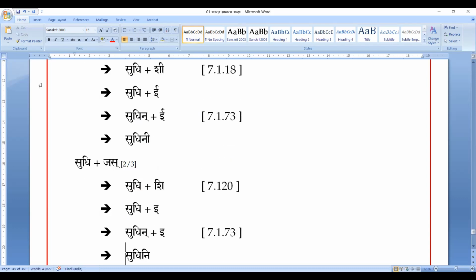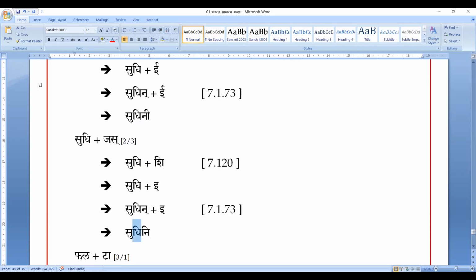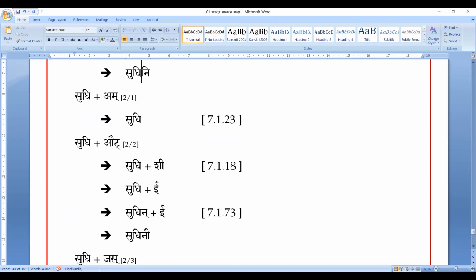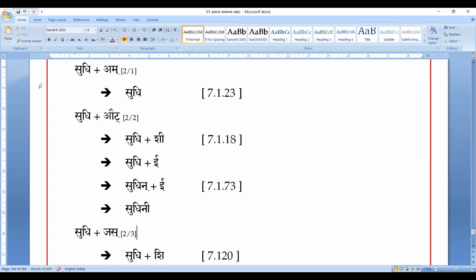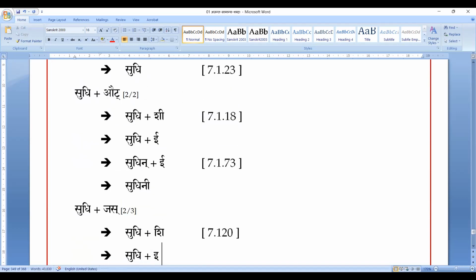Sudhini. So here Dirgattam, Sudhini, because Sarvanamasthane Chasambuddho. Oh, this is what you told. Right, number 64. But just and Shas are Sarvanamasthana. Sarvanamasthane Chasambuddho, therefore Dirgattam.